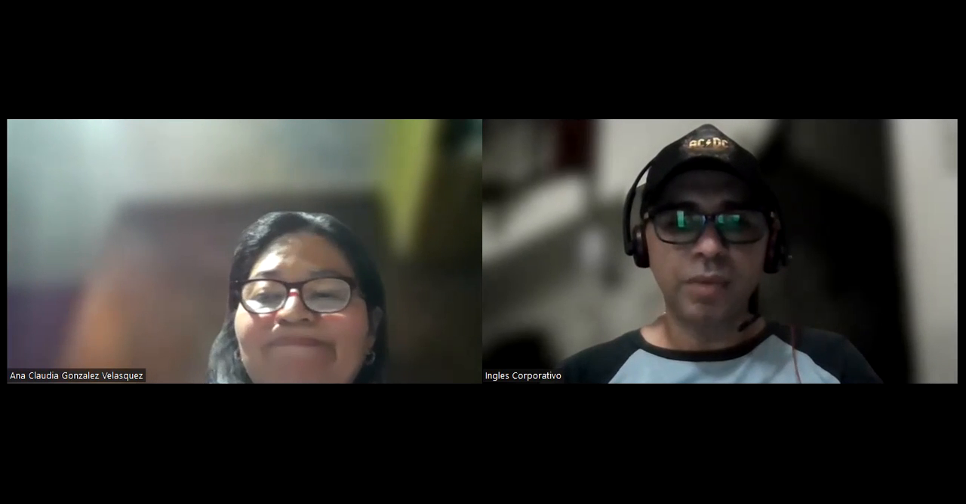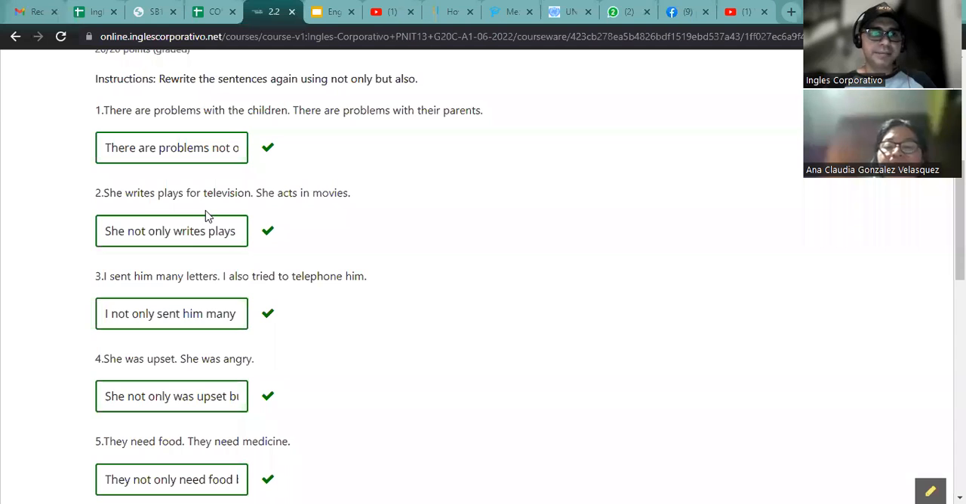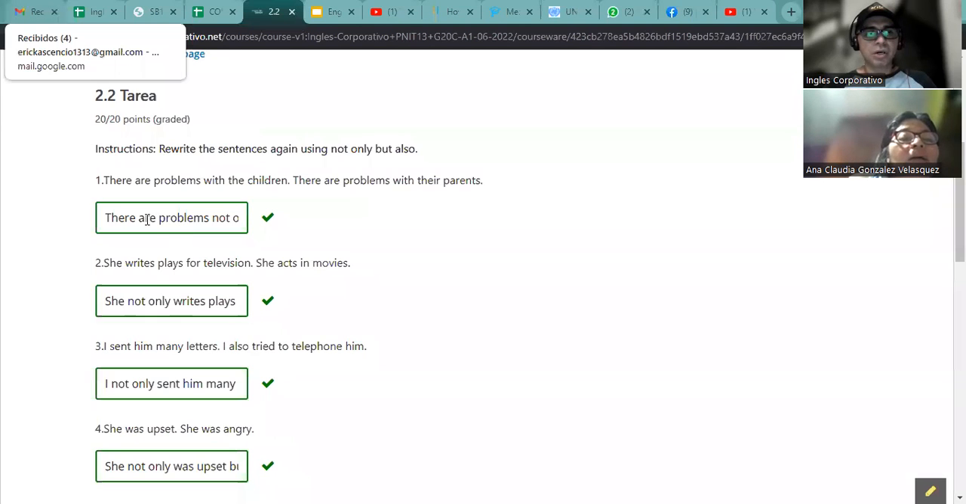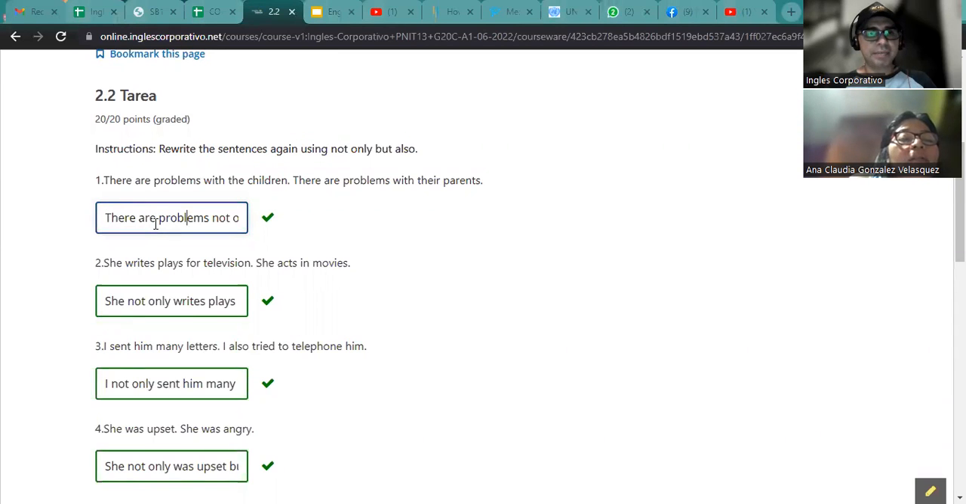Okay, let me then show you what I have here. On the first one, I got this: there are problems not only with the children, no comma of course, but also with their parents, and period. So I don't need to write "there are" again, but also with their parents, period.